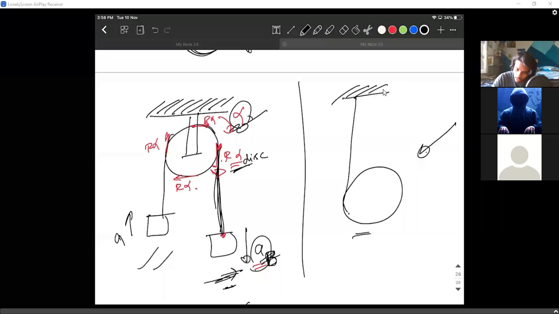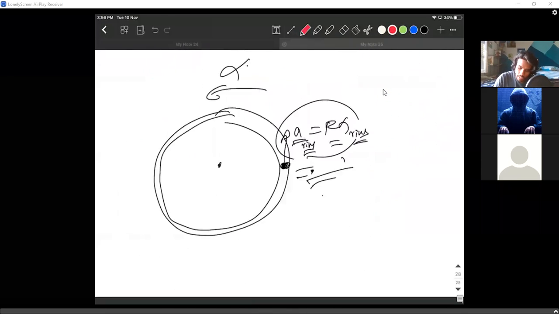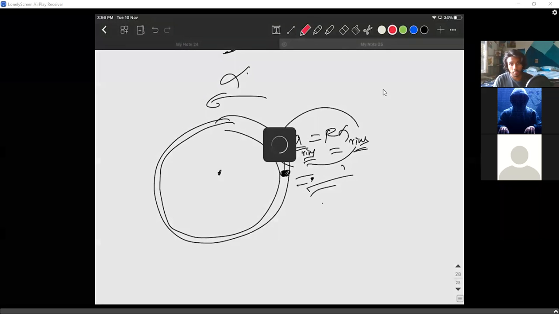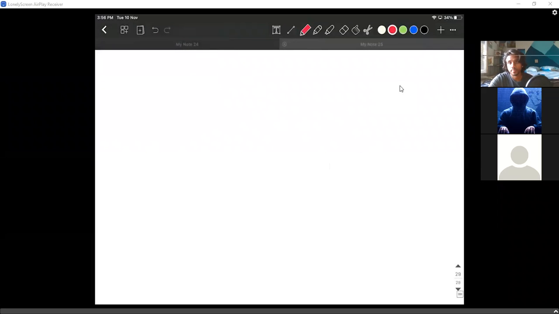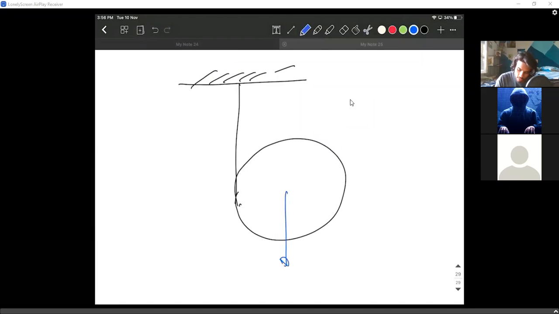Constraint relation. We are considering a disk which is accelerating downwards and also angularly accelerating. Because of this, let me take a new page and explain it. This is a very important point. The whole disk is accelerating downwards with A, so all the points have A for sure.